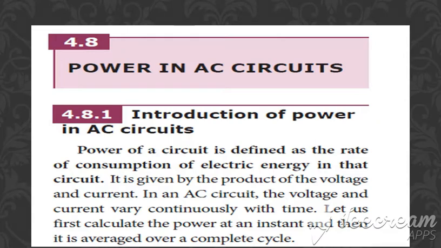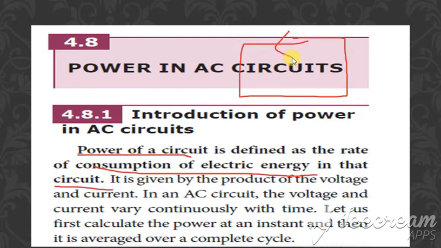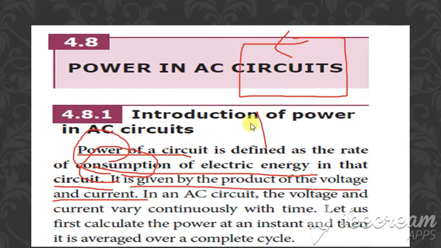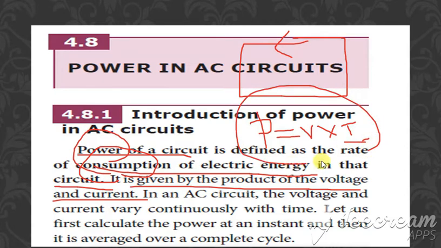So, let us see what the definition of power is. Power is defined as the consumption of electric energy in that circuit. Whatever circuit we are considering, how much energy is consumed in that circuit gives you the power. Power is defined as the rate of consumption of electrical energy. It is given by the product of voltage and current, so P is equal to V into I. This is the formula for power.